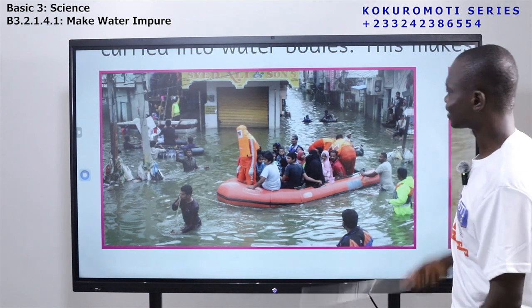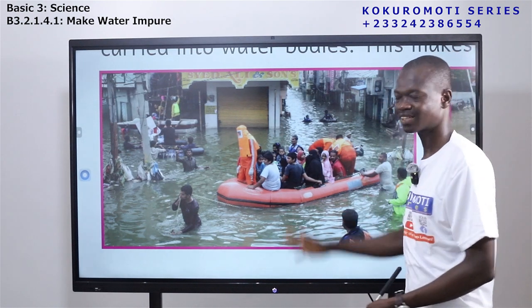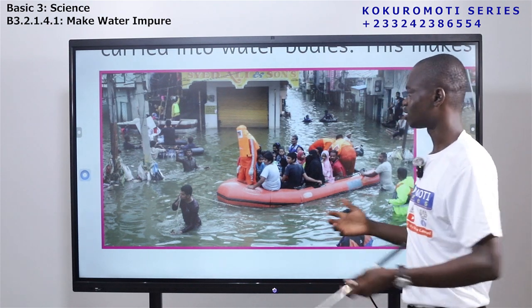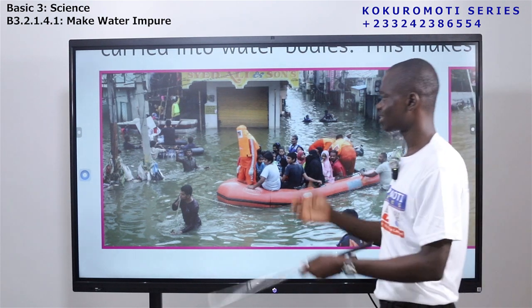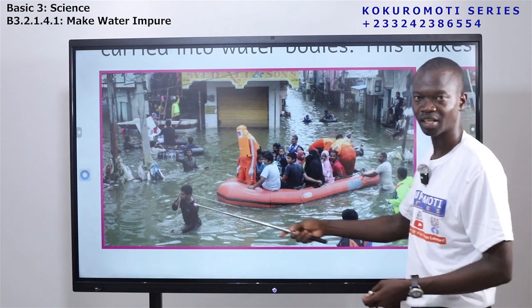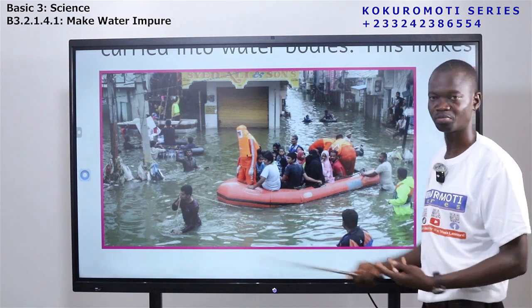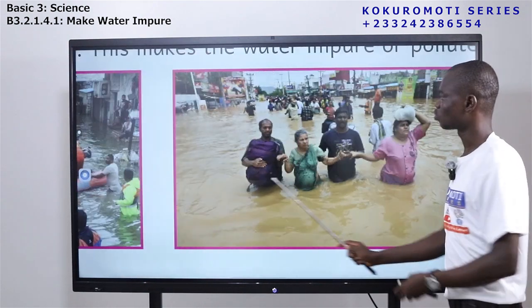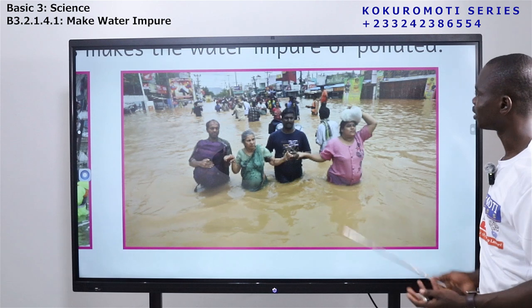And when it happens like that, it carries everything. So waste things, rubbish, animals, droplets, feces, and all other things are being carried by what? The water. So can you drink water from here? No. Can you use the water here to prepare your food? No. So flooding can cause water what? Pollution, or can make the water impure.